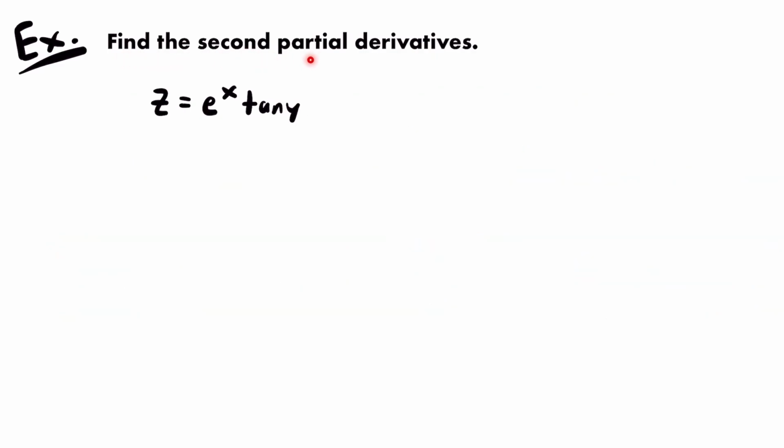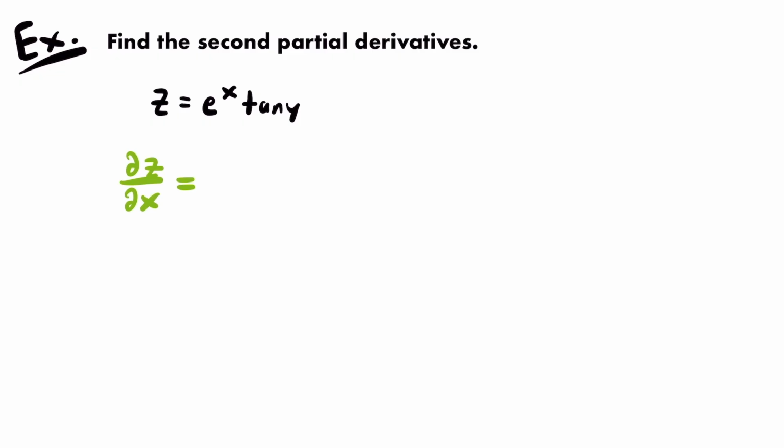Next up, we want to find the second partial derivatives of this multivariable function. It is expressed in terms of the dependent variable. We have z is equal to e to the power of x times tangent of y. All right, so once again, just like with our previous examples, in order to find the second partial derivatives, we have to start by finding the first partial derivatives. And so I'll begin by finding the partial derivative with respect to x, and I'll represent that with this notation, dz dx.